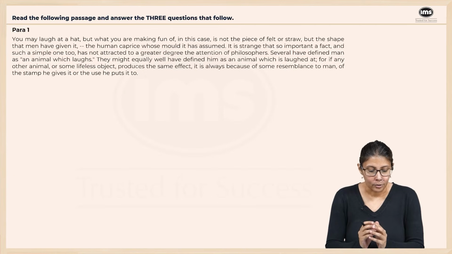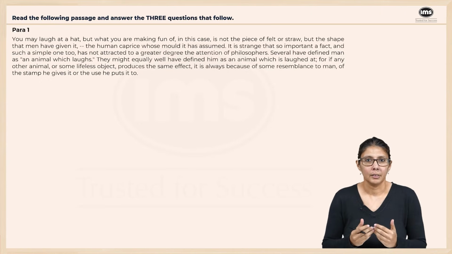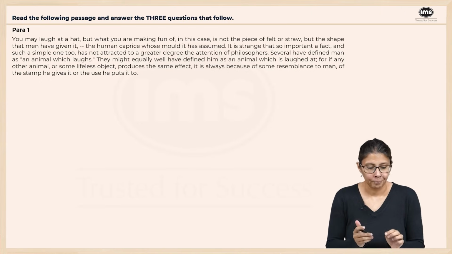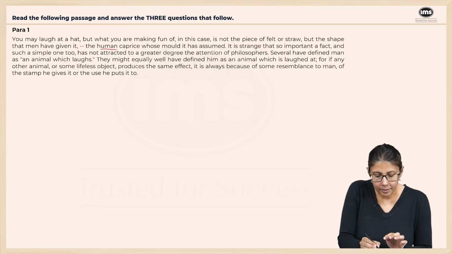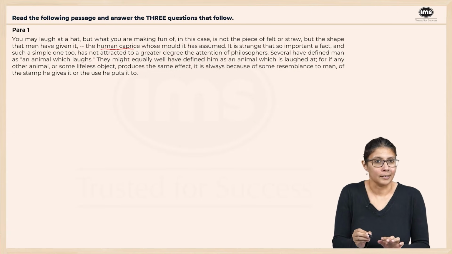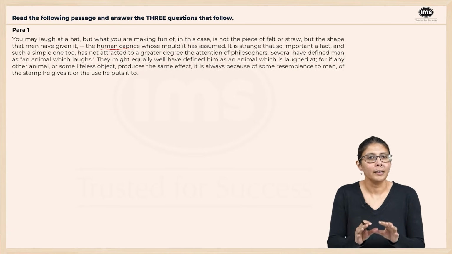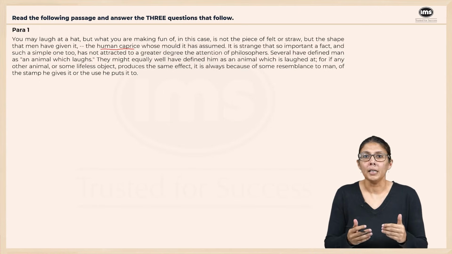The first sentence says, you may laugh at a hat, but what you're making fun of in this case is not the piece of felt or straw. You're not actually laughing at the hat, but the shape that men have given it. When we laugh at a hat, it represents something about human behavior, human caprice, whose mold it has assumed. See, the hat looks the way that it does because a human has shaped it that way. So when you laugh at a hat, what you're actually laughing at is human behavior.